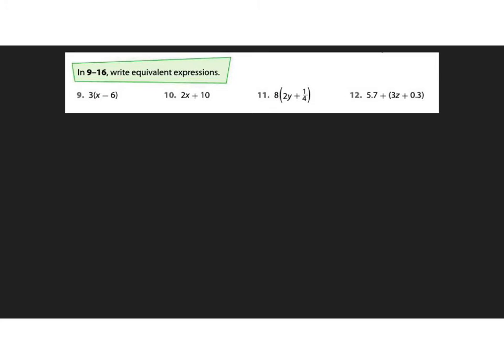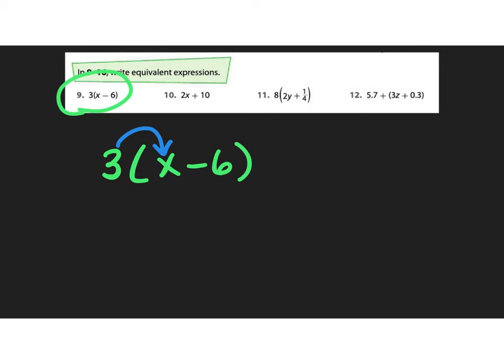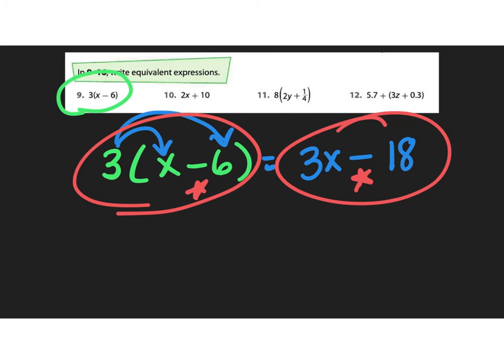Let's do a couple more examples. This one says 3 times the quantity x minus 6. We're going to multiply what is inside the parentheses. So 3 times x and 3 times 6. This is the same as 3 times x is 3x, and 3 times 6 is 18. Notice I just kept that subtraction sign the same. These are equivalent expressions.